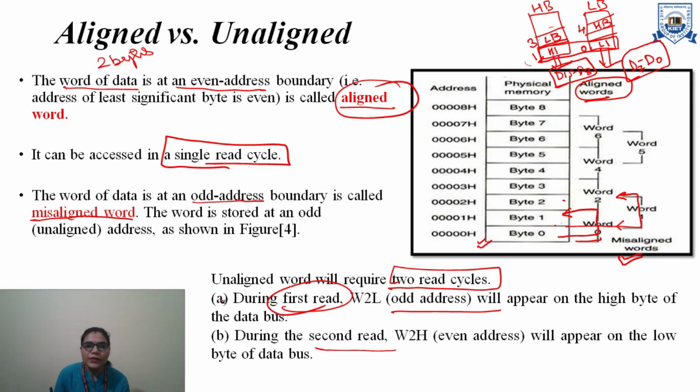So whenever an unaligned word is stored from the odd address, the microprocessor will require 2 read cycles to read that unaligned word.